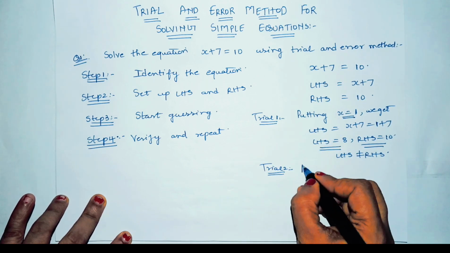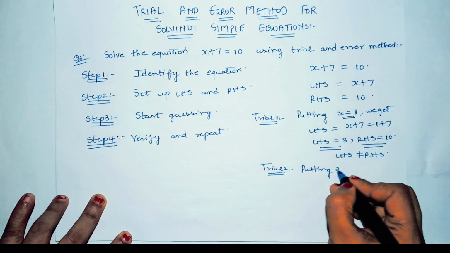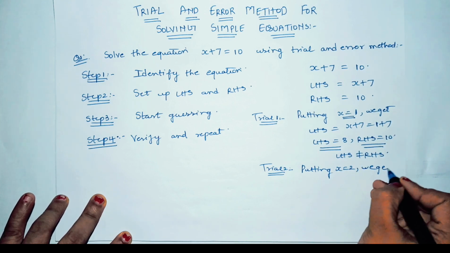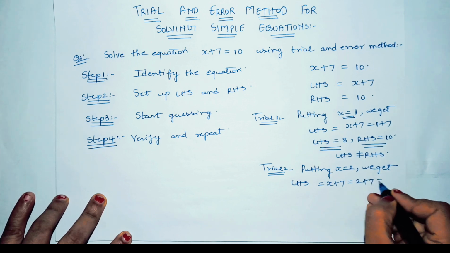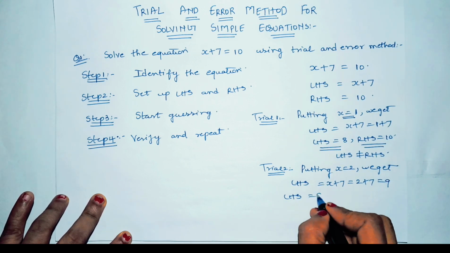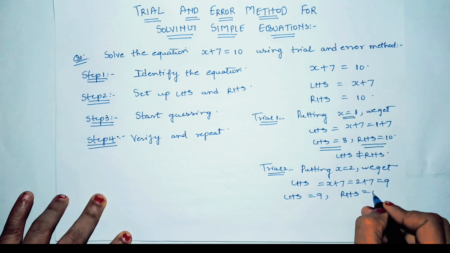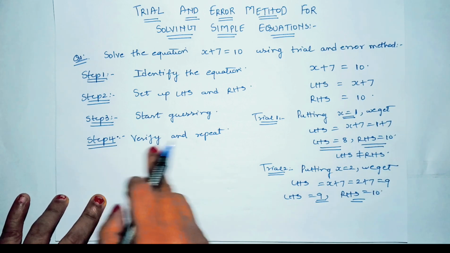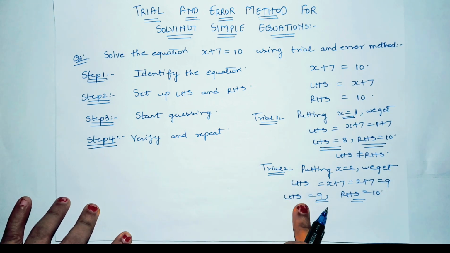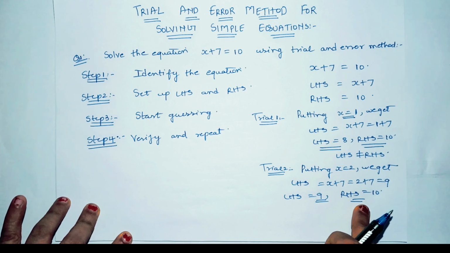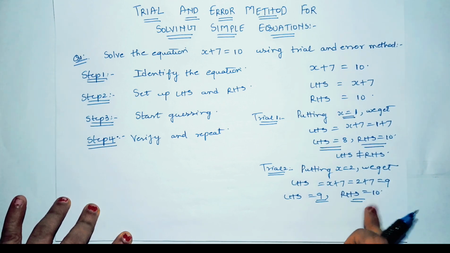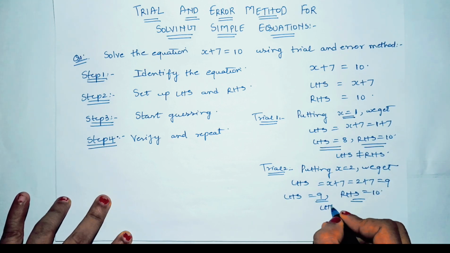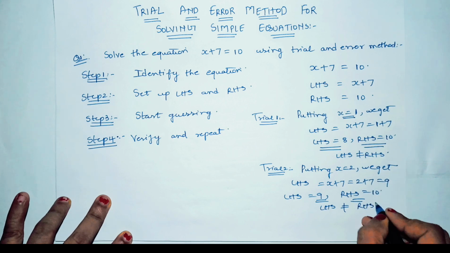Now trial 2. Putting x is equal to 2 in LHS. So LHS is x plus 7, 2 plus 7, which is 9. Now LHS equals 9. RHS, already given, equals 10. Now verify and repeat. It means what? If LHS equals RHS, then that value is the solution. But in this case, you have to try another value since LHS is not equal to RHS.